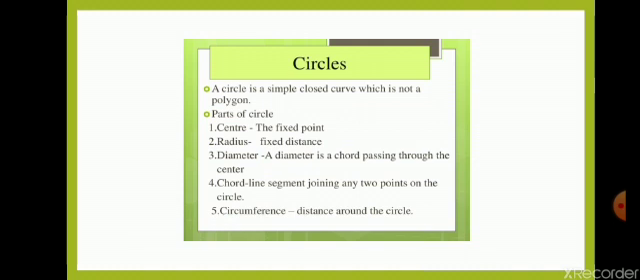A circle is a simple closed curve which is not a polygon. Parts of a circle: first is center, the fixed point. Second, radius, fixed distance. Third, diameter. A diameter is a chord passing through the center. Fourth, chord, a line segment joining any 2 points of the circle. Fifth, circumference, the distance around the circle.